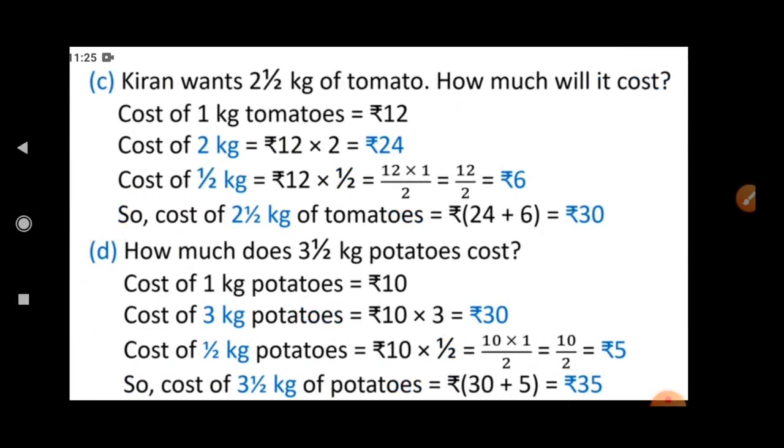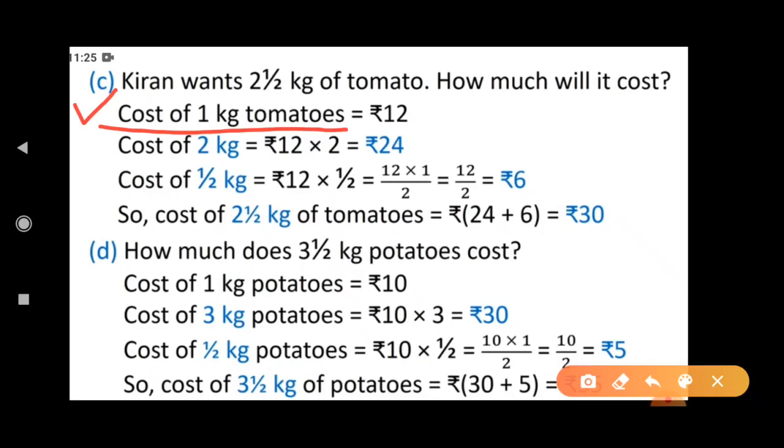Next question: Kiran wants 2.5 kg of tomatoes. How much will it cost? Now here we will solve this example in two steps. First we will find for 2 kg tomatoes and then we will find cost for half kg tomatoes. So first step, cost of 1 kg tomatoes is given, rupees 12. So cost of 2 kg tomatoes, that is 12 multiplied by 2. So it is rupees 24.